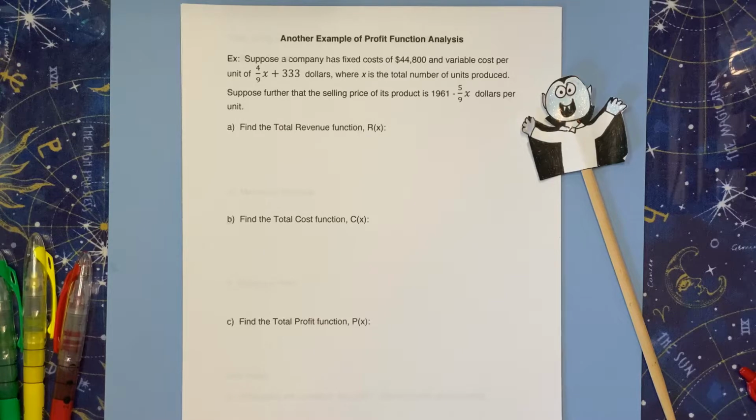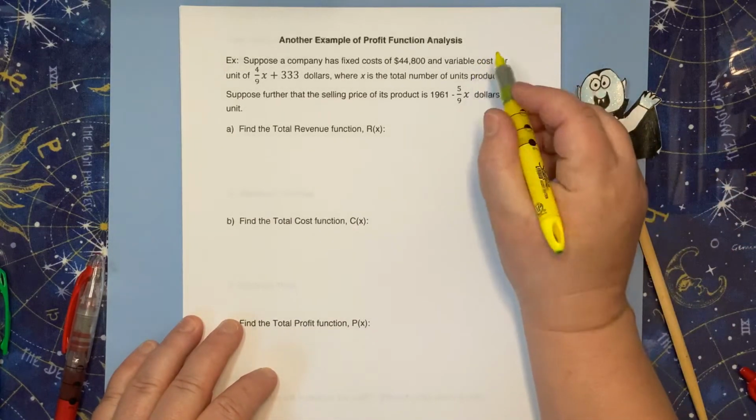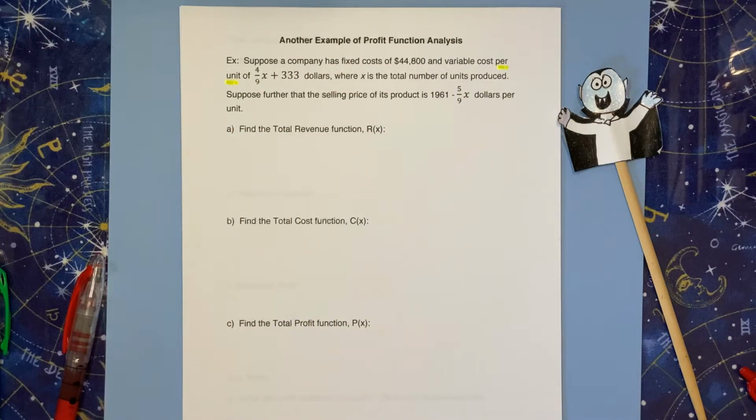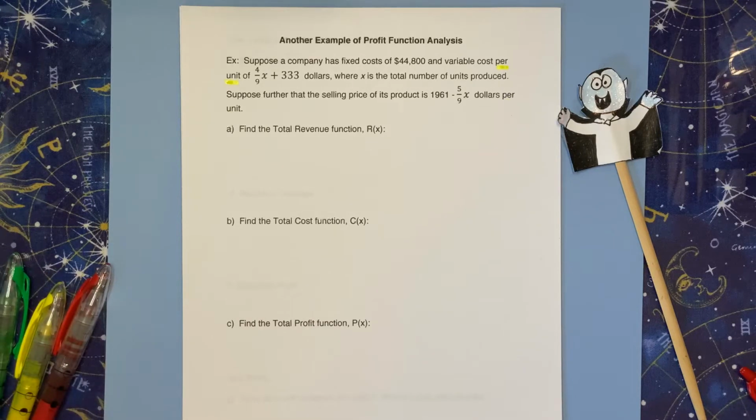This problem did come right out of our book, and it says, suppose a company has fixed costs of $44,800 and variable cost per unit, and that's going to be a really important note. So I'm going to move the vampire, pardon me, vampire, and I'm going to just underline the per unit because that's going to come in later. We're going to use that. 4/9 x plus $333. So clearly, whatever it is we're talking about, these are expensive items. We've already got really big numbers in play.